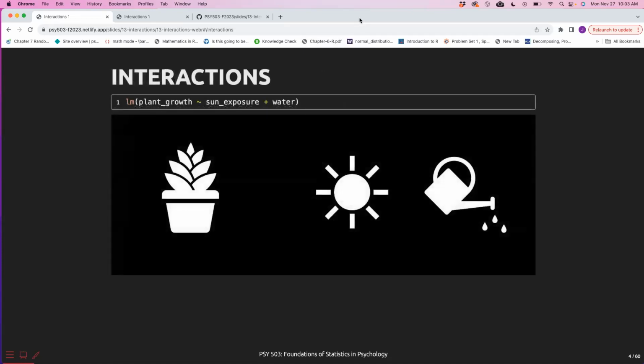So what is an interaction? To highlight this, I wanted to use a cartoony example, but I think it'll get the point across. Let's say that we're interested in something like plant growth, right? And we're going to fit a multiple regression model. This should all look familiar to you, right? We're going to do this in R, let's say, and use the lm function. And we're going to look at two predictors: sunshine, so sun exposure, and water, or the amount of water that a plant receives.